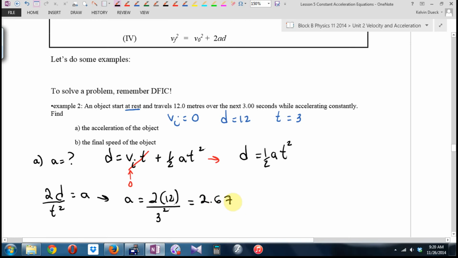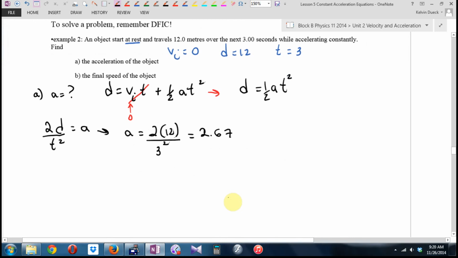2.67. Units. What did we find? Acceleration. What are the units? This is why it's worth memorizing what goes with what for the meters per second squared.